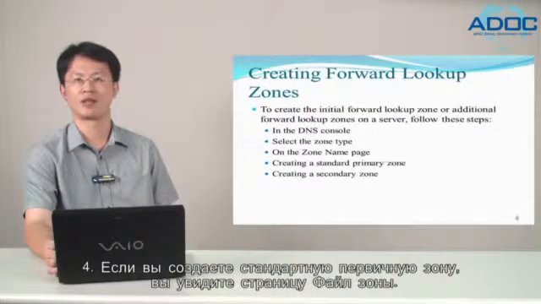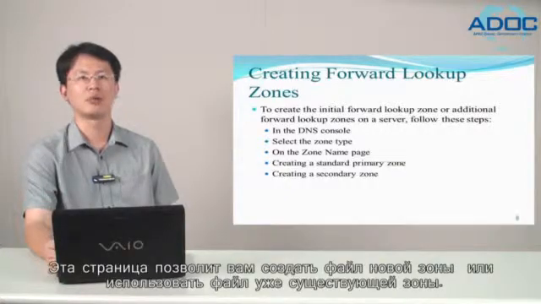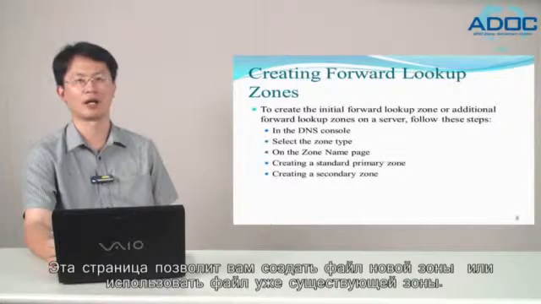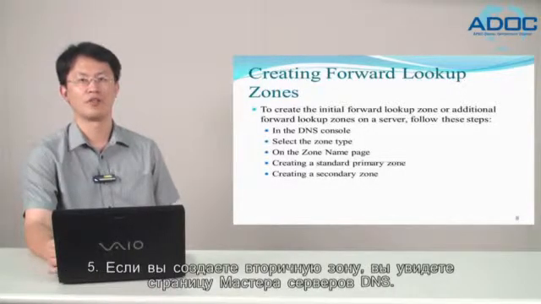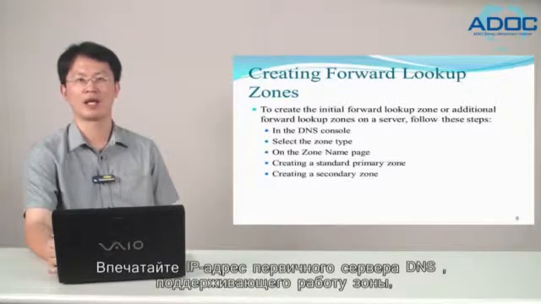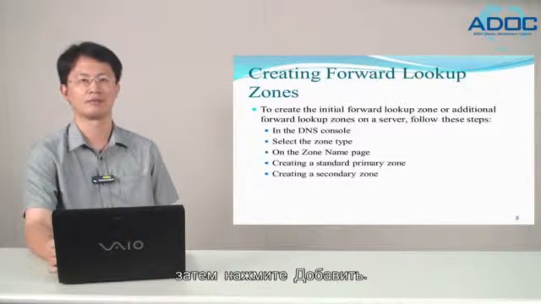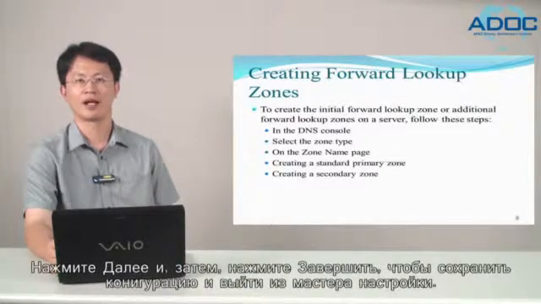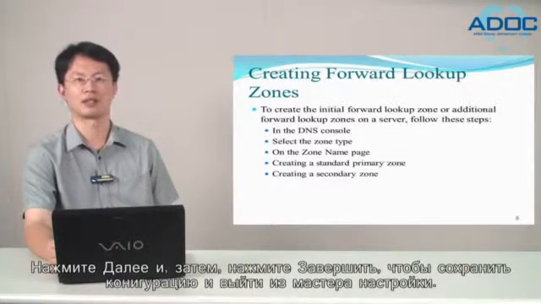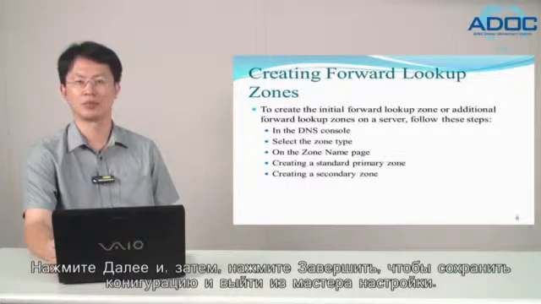If you are creating a standard primary zone, you see the Zone File page. This page allows you to create a new zone file or use an existing zone file. And if you are creating a secondary zone, you see the Master DNS Servers page. Type the IP address of the primary DNS server that is maintaining the zone, and then click Add. Click Next, and then click Finish to complete the configuration and exit the wizard.